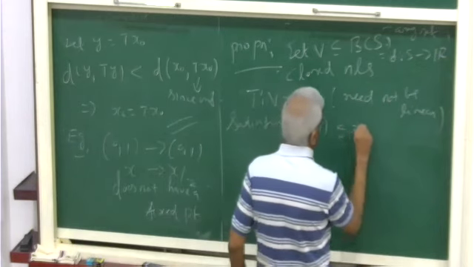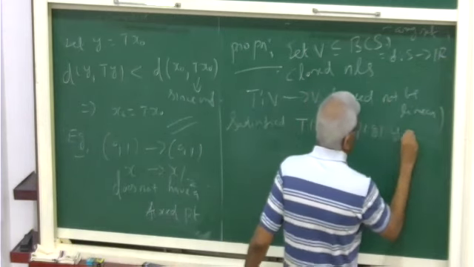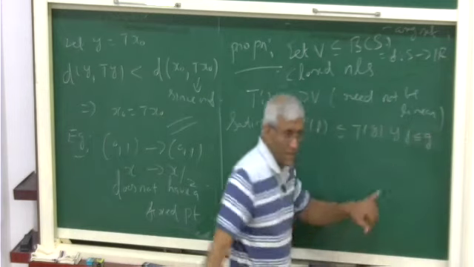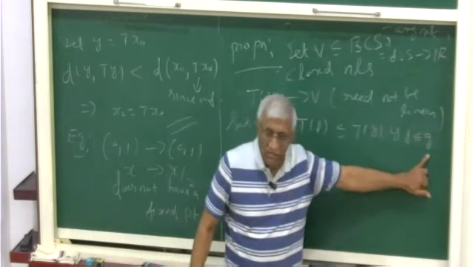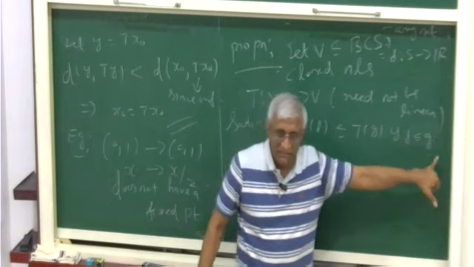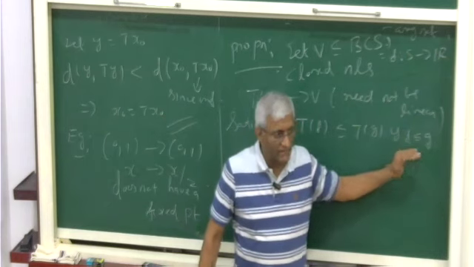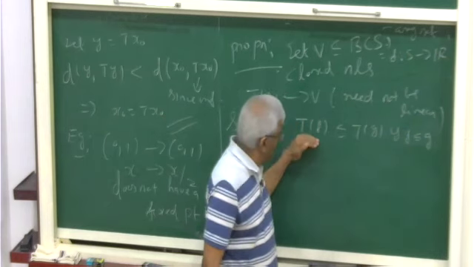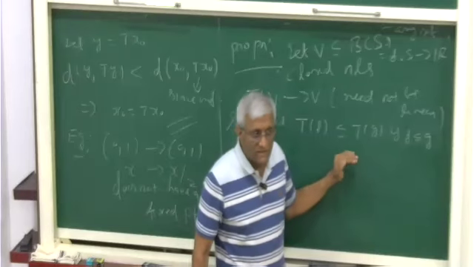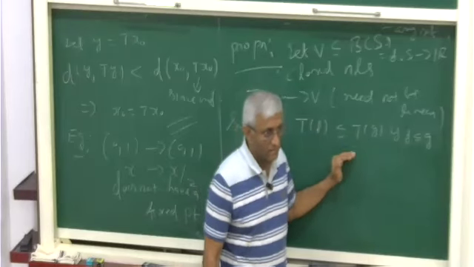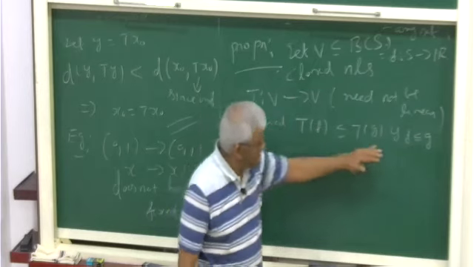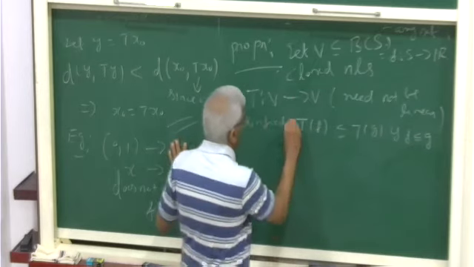T of f is less than or equal to T of g if f is less than or equal to g. If you have functions with f less than or equal to g, it means f of t is less than or equal to g of t for all t. Then T of f is less than or equal to T of g. This property is what is called monotone. T is monotone. That's the property I've written. T is monotone, number 1.